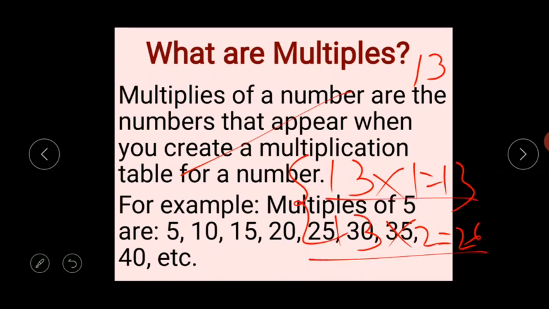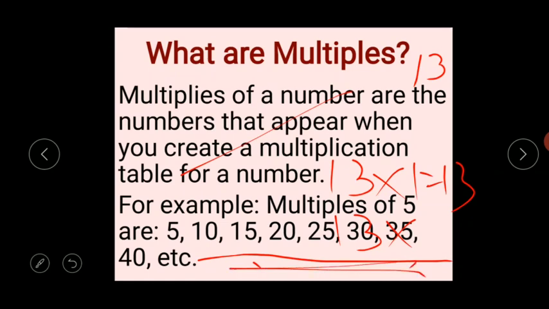So if somebody asks you to write the multiples of 5, what are you going to write? 5 ones are 5, 5 twos are 10, 5 threes are 15. You are going to get infinite numbers, right? It will continue on and on until whatever number you want to multiply. 5 into 1 billion is 5 billion. So this will go on and on. So these are the multiples.